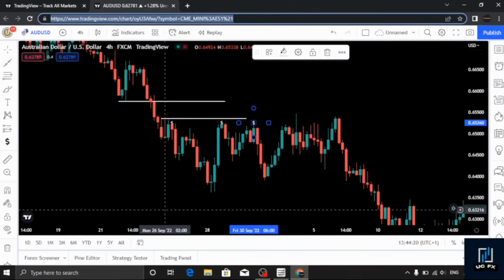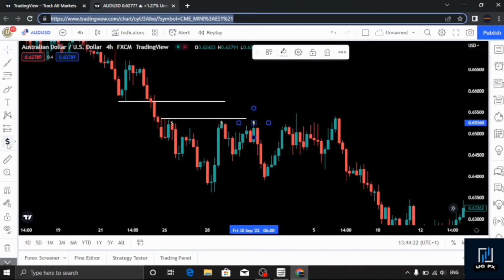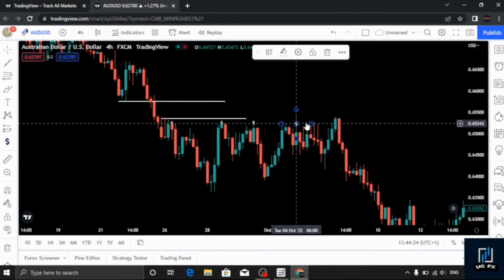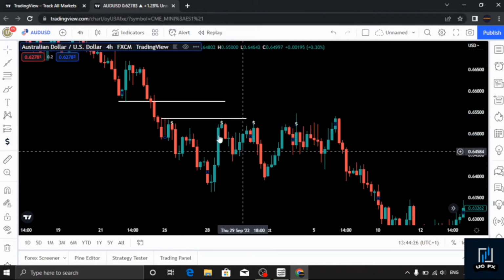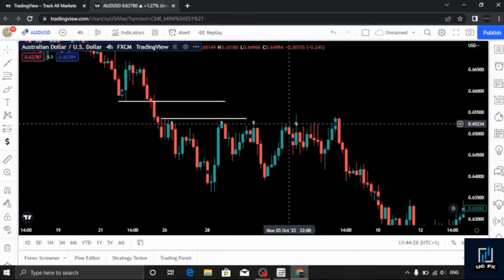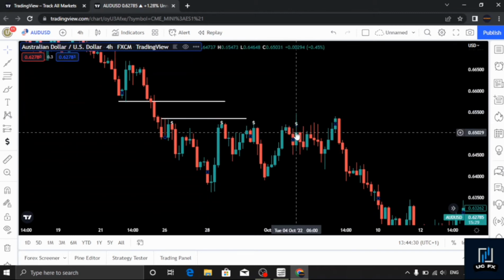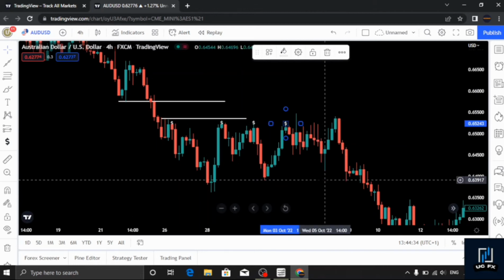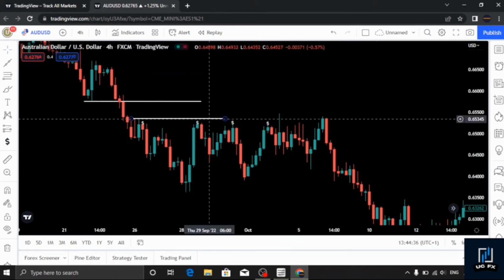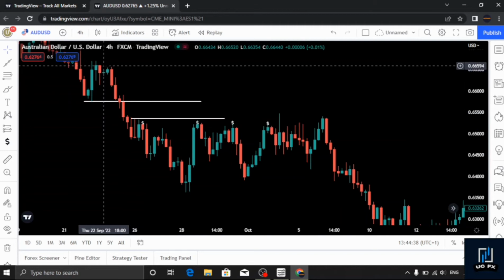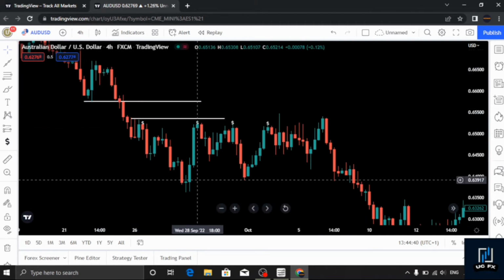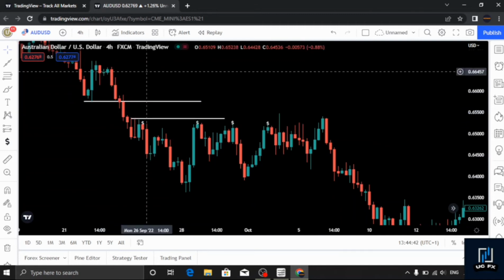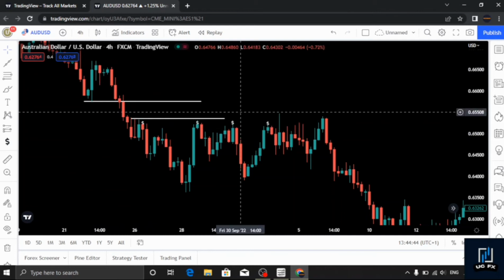So many people were trying to sell from this point and this point, but they were all taken out with this sharp movement. So after you identify your imbalance, what you need to see next before you start selling or buying from the imbalance, just like we have here, we want to sell from the imbalance.